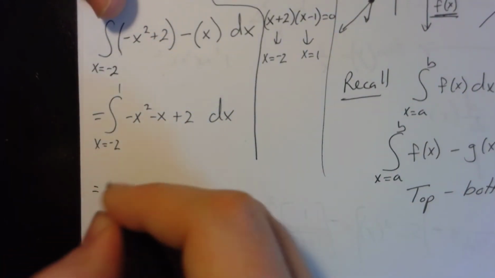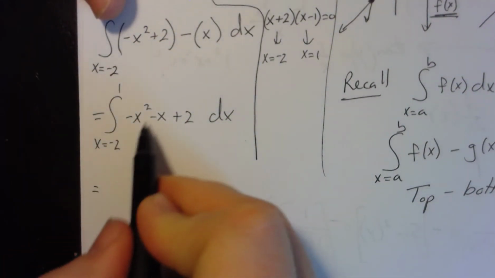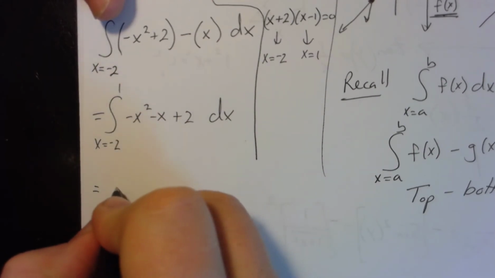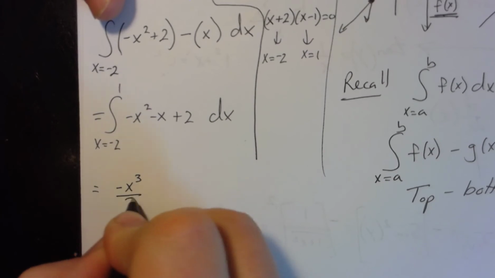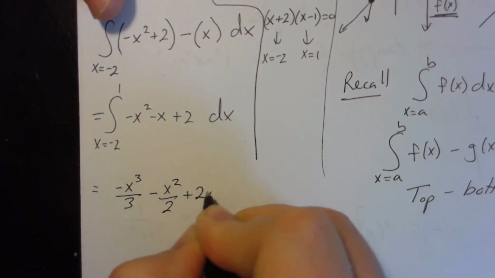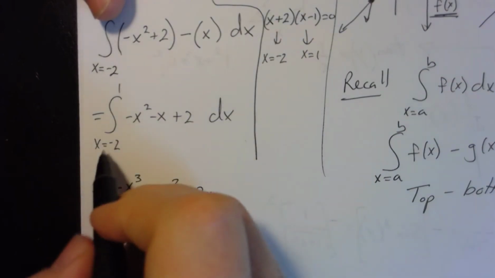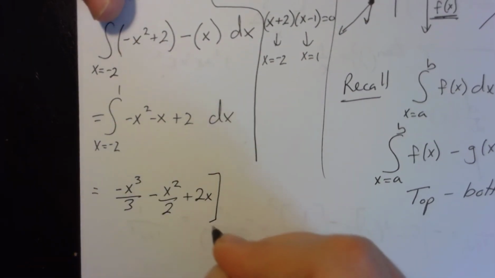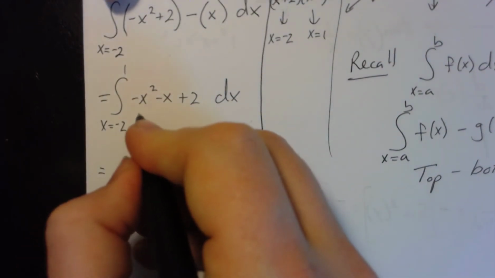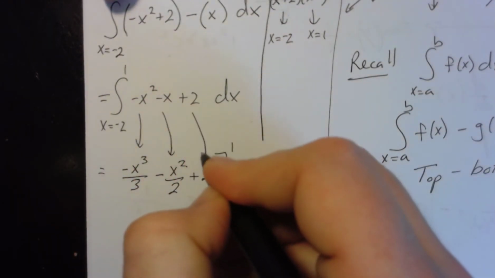And then I will go ahead and integrate, remembering integration is nothing more than taking the antiderivative first and then plugging in the upper bound minus the lower bound. So I'm going to have negative x to the power of 3 divided by 3 minus x squared divided by 2 plus 2x. Again, I would put a plus c here if there weren't these bounds, but there are bounds, so it's going to be bounded from negative 2 to 1. Again, this one here goes to here, this one here goes to here, this one here goes to here.